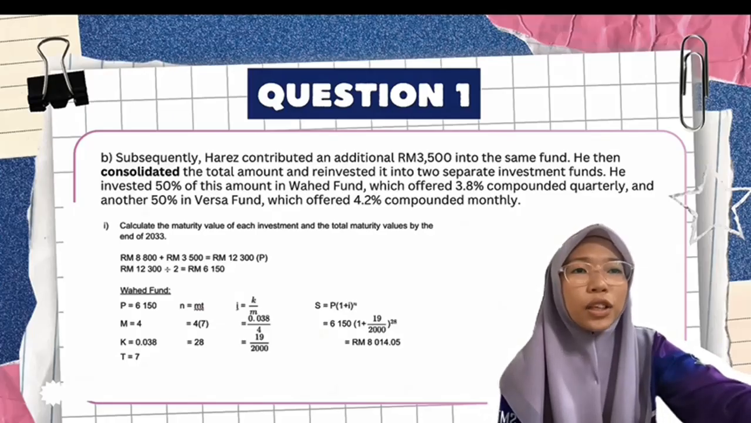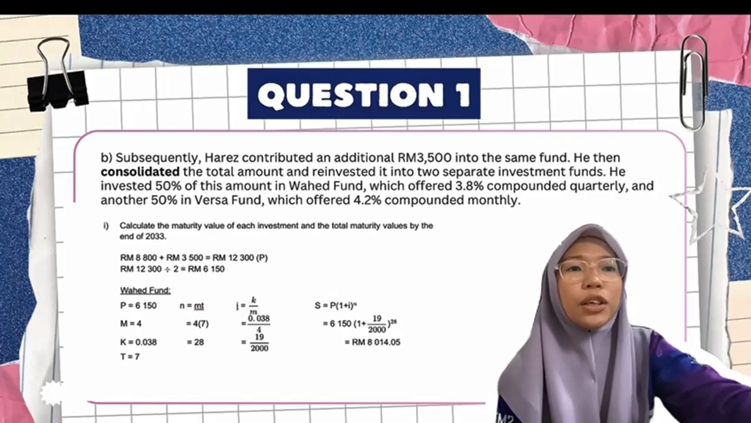The Wahid fund offered an interest rate of 3.8% compounded quarterly, while the Versa fund offered 4.2% compounded monthly. Our task is to calculate the maturity value of each investment by the end of the year 2033, and eventually the total amount. First, we begin by taking half of the total investment for each fund. Since the full amount is 12,300 ringgit, half of it is 6,150 ringgit. This becomes the principal for each of the 2 funds.